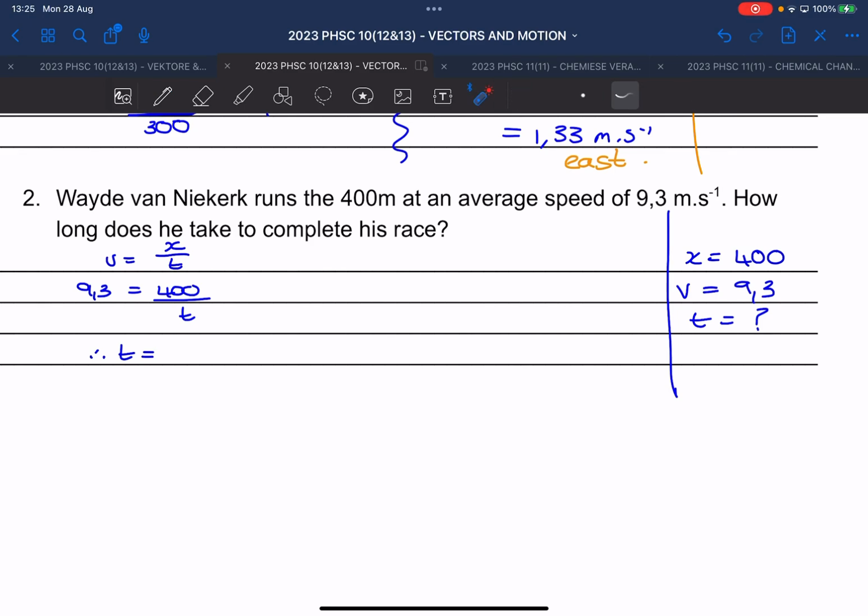So remember, the t is at the bottom of the fraction. We don't want it there. So we take it to the top. And the 9.3 goes to the bottom. So you type in 400 divided by 9.3. And sorry, say again, you got?